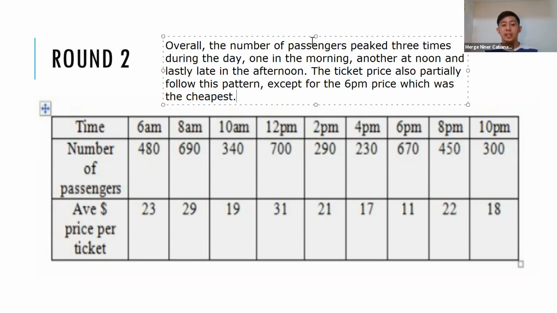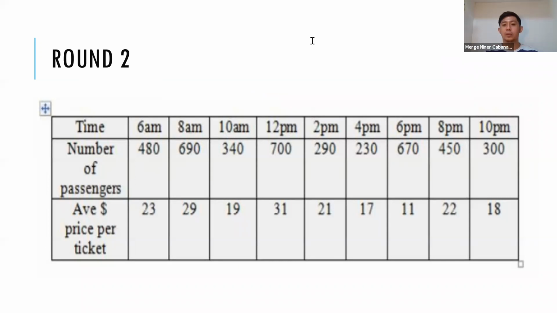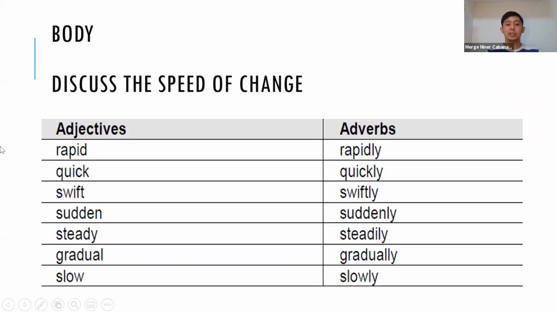Now, another thing that I would like everyone to understand when it comes to the general overview. Again, this is a very essential part of your task. We also need to mention the speed of change, and you will be discussing that most often in the body. So we discussed the speed of change. How quick, how slow were they moving?